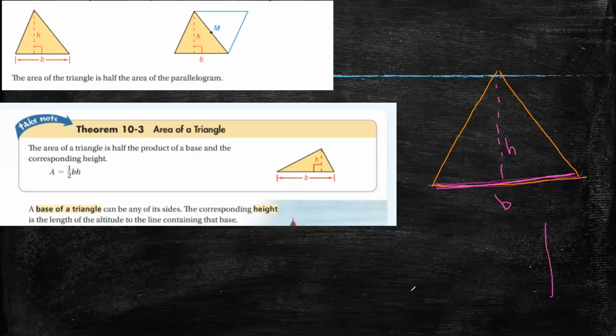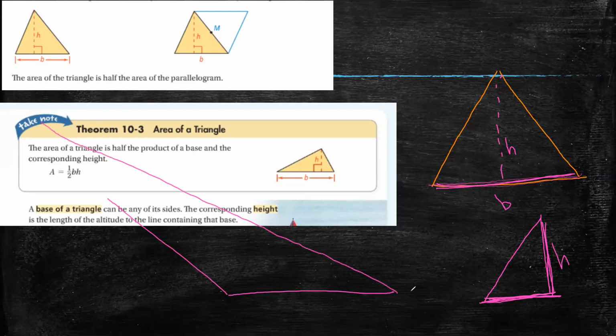If you have this triangle, this is the base, and the other leg will be the height. If you have this one as an example, this is my base, and there's a line that is perpendicular to it, which will be my height. So like that, I can find the area, which is half b times h.